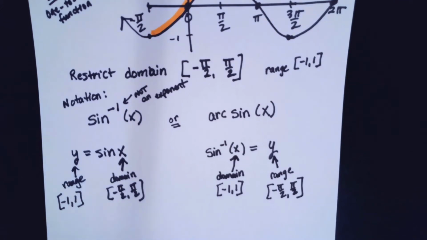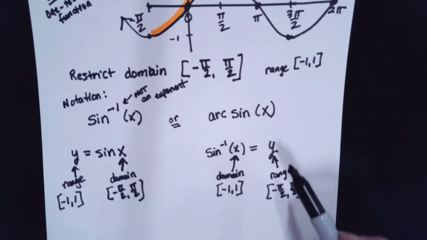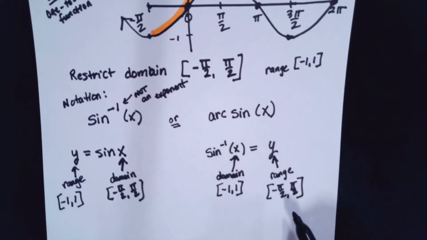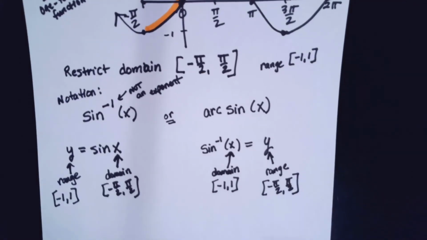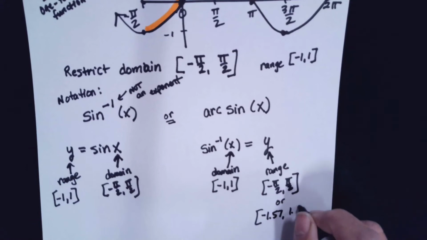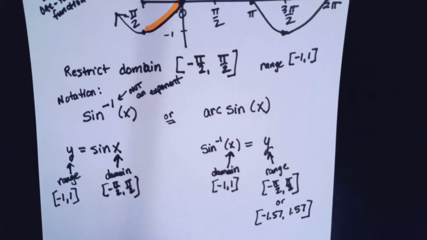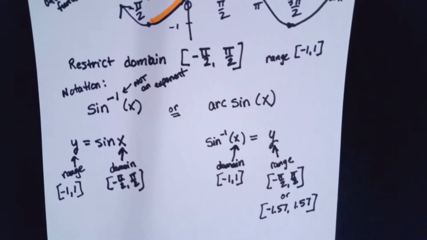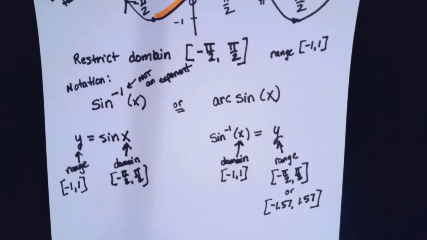So our possible answers, if they ask me for the inverse sine of something, have to be numbers between -π/2 and π/2. Or if I take that to a decimal, it's -1.57 to about 1.57, if we have not exact values. So let me look at an example of that.